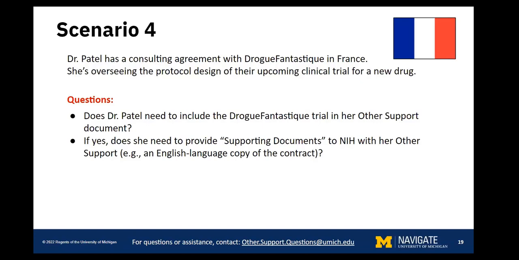There are situations where our investigators enter into consulting agreements that are routed through U of M. And if that were the case here, then there would not need to be any supporting documentation because the agreement would be with the institution, with U of M, and not with Dr. Patel. So again, if the agreement is with Dr. Patel, it's her own individual consulting effort, then she needs to include a copy of the agreement with her other support document. All right, next slide, please.